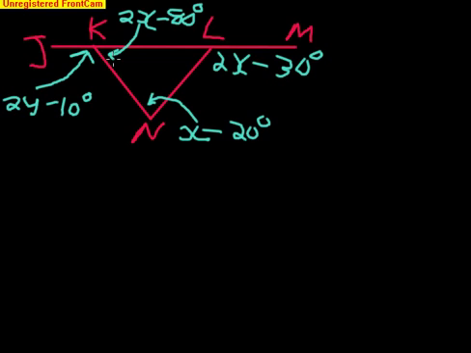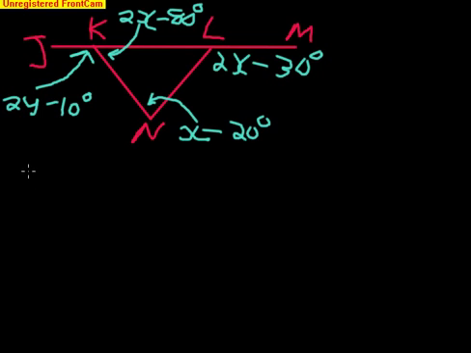The first thing that I notice is that of this triangle, two of the angles we already know. The one angle is 2x minus 80 degrees, the other angle is x minus 20, and furthermore these two angles are opposite the exterior angle 2x minus 30 degrees. So the exterior angle equals the sum of the opposite two angles.